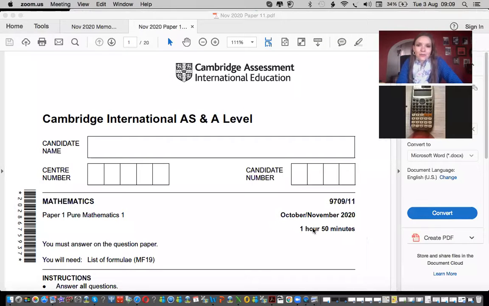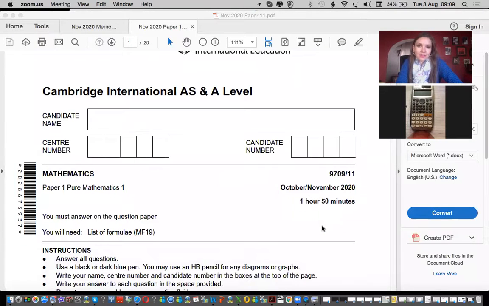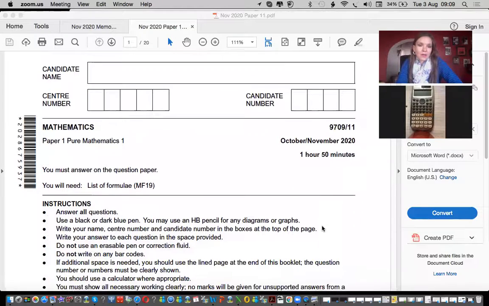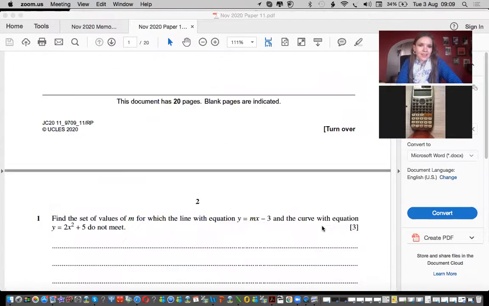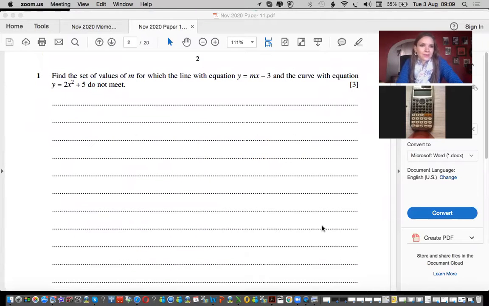Today we will be doing Cambridge paper 11 from October, November 2020. It will take about an hour and 50 minutes. Let's see if we can do it in less than that. Let's start with question 1.